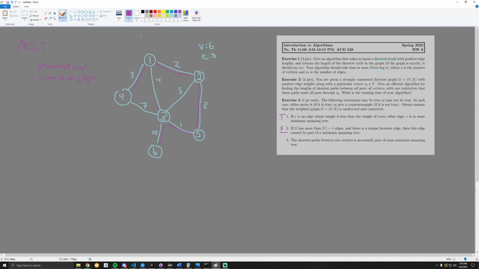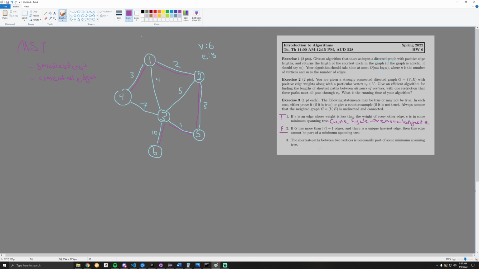Our first one, pretty sure true, given our proof for creating a cycle and then removing the largest edge. I'll write a little note here: create cycle, remove longest edge. That is terrible handwriting. Okay.